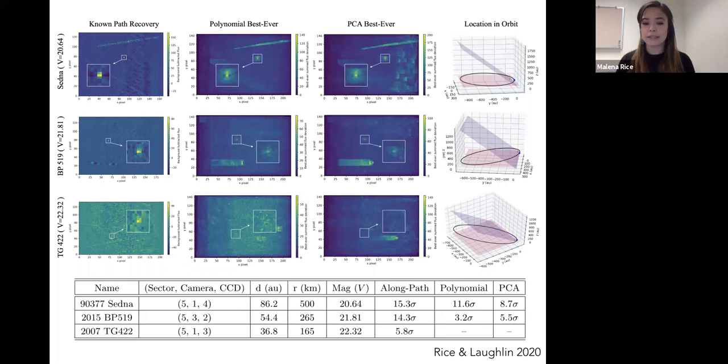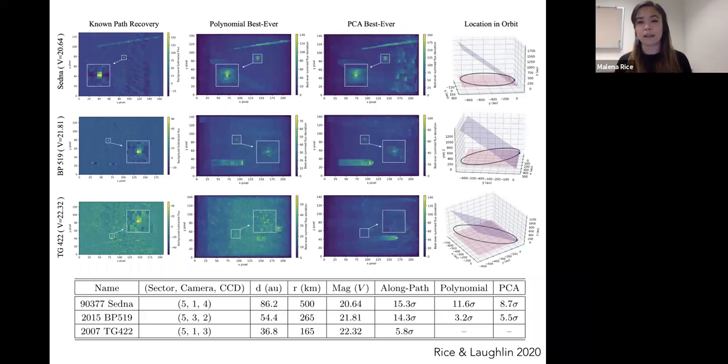And the other reason is that TG422 is the most nearby of these 3 objects. So it's at a distance of about 37 AU away from the Earth. And what that ends up meaning is it has a more nonlinear path because you get a larger contribution in the TESS frame from the object's actual motion instead of just the Earth's parallax. And so because the object is actually moving on a larger part of its orbital arc, you're not going to be able to capture the entire arc in a linear shift stacking search.